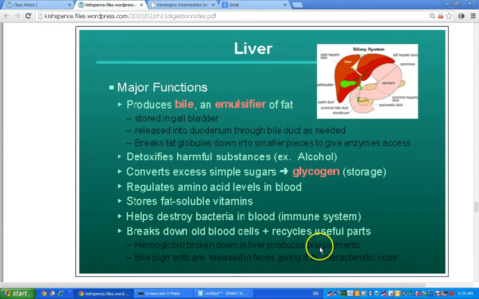And it breaks down old blood cells and recycles the useful parts. But when it breaks down the old blood cells, the hemoglobin is broken down in your liver and produces pigments that go with the bile, so they're called bile pigments. And the bile pigments are released with the bile into your intestines, and so that's what gives your feces or your poop a certain color.